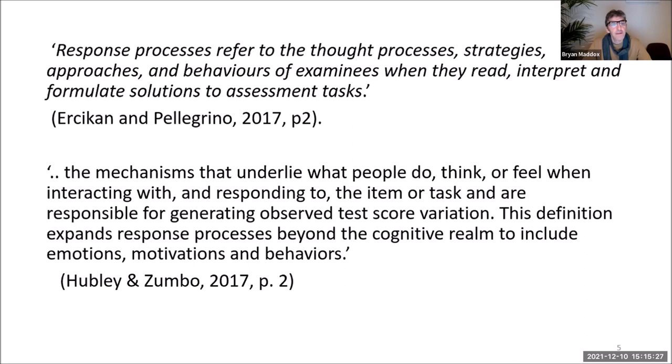A bit like the top definition, there's this sense that there's something underlying. In Ercikan and Pellegrino, they talk about thought processes. In the Hubley and Zumbo definition, they talk about mechanisms that underlie, but include thinking and feeling. So it's expanded to include the cognitive and also these other themes: emotions, motivations, behaviors. So you can see that it's already got quite complicated, somewhat more complex. And yet there's this idea in that definition that these are responsible for generating observed score variation. So there's some kind of loyalty there to the notion of, for example, construct-relevant variation, which I think we want to start to explore a bit further and unpack in terms of how we might use response processes data and what might or might not be valid uses of that.